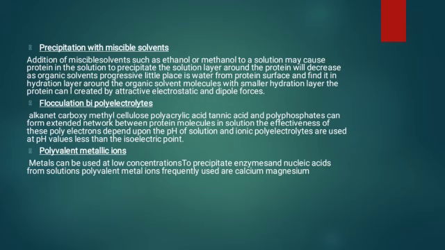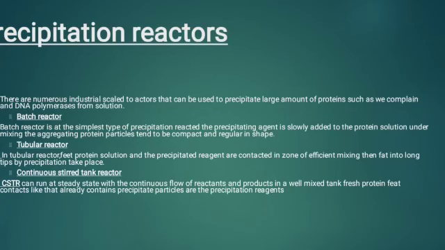Flocculation by polyelectrolytes. Alginate, carboxymethyl cellulose, polyacrylic acid, tannic acid, and polyphosphates can form an extended network between protein molecules in solution. Polyvalent metallic ions. Metals can be used at low concentration to precipitate enzymes and nucleic acids from solution. Precipitation reactors.